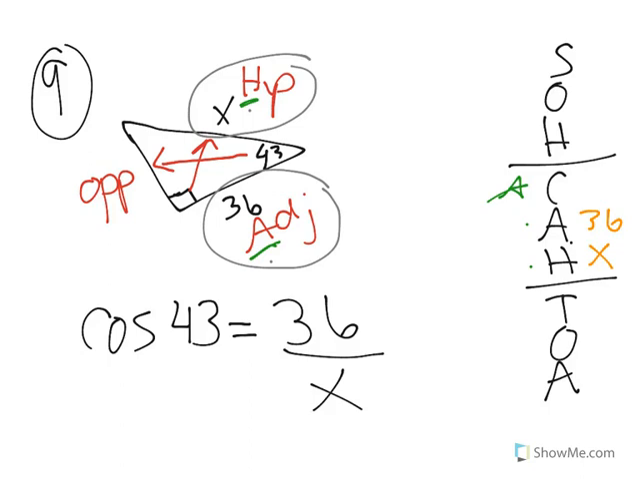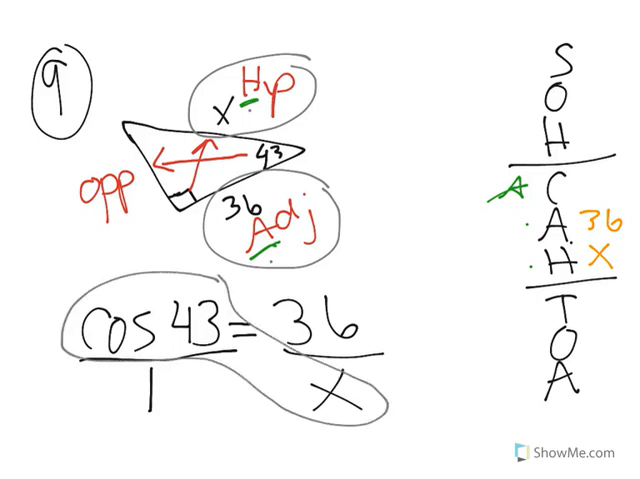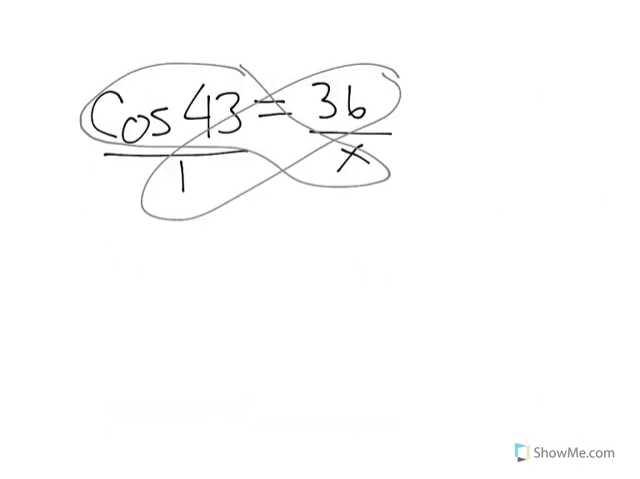So we want to get x by itself. This one's a little bit different though because you have x on the bottom. So we're going to visualize a little bit different. We're going to put 1 underneath and treat this as a proportion and cross multiply. So you'd cross multiply here and here. I'm just going to go to another page to have a little bit more room. So when we cross multiply, it would look like x times the cosine of 43 is equal to 36.